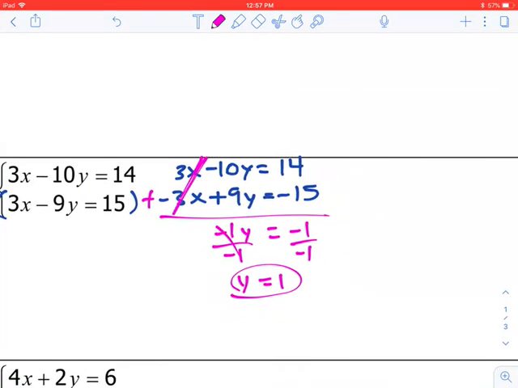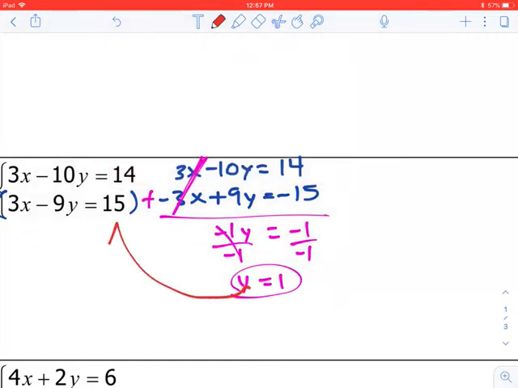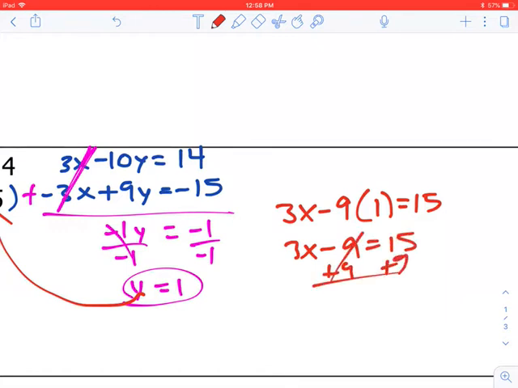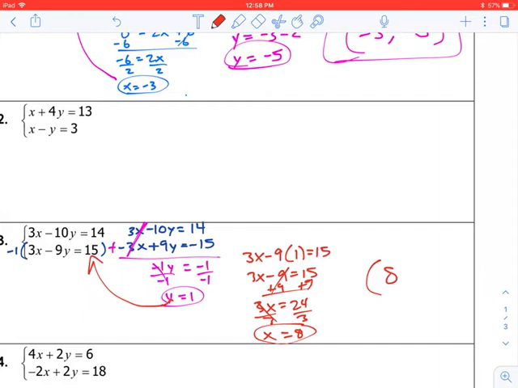And there we go. Then I plug that back into one of the equations. And again, it doesn't really matter which one, but I'm going to go ahead and plug it into the bottom one. So that's 3 times x minus 9 times 1 equals 15. And then I just solve. So that's 9. 3x minus 9 equals 15. Then I add 9 to get 3x equals 24. Then I divide by 3. I get x equals 8. And so once again, x comma y, 8 comma 1 is my final answer.